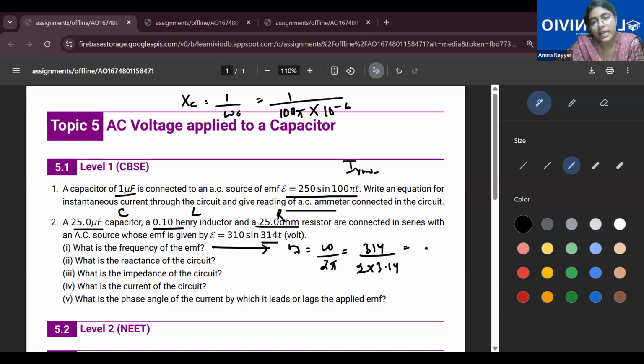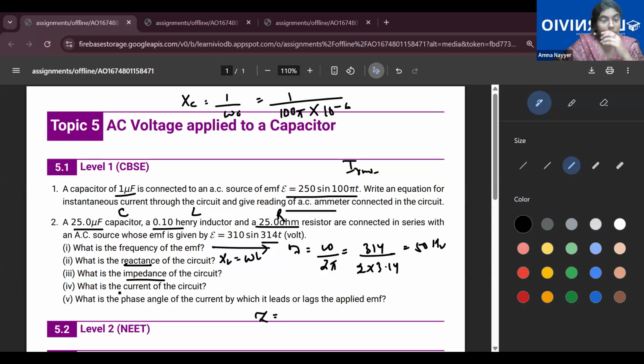That is 50 hertz. Okay. Reactance, omega is there, calculated using XL. This will be calculated using XL is equal to omega L. Impedance of the circuit, the whole complete formula of impedance you're going to use. Z is equal to under root this, that, and all.